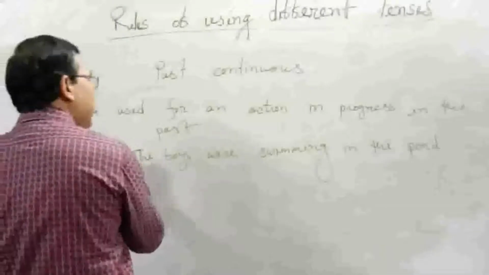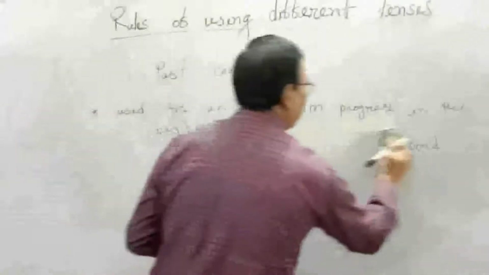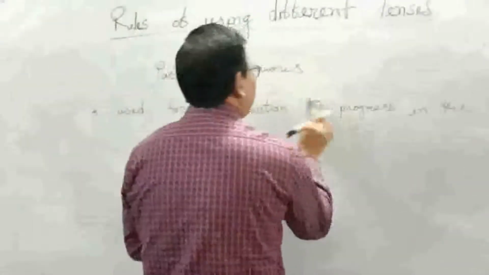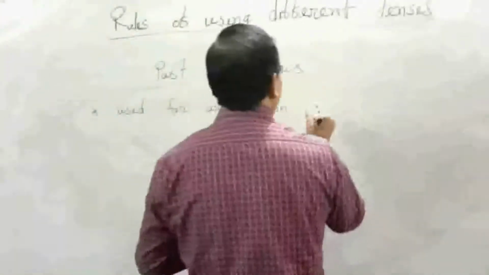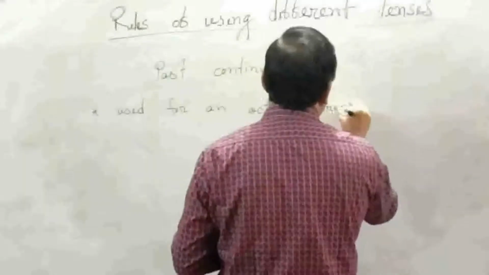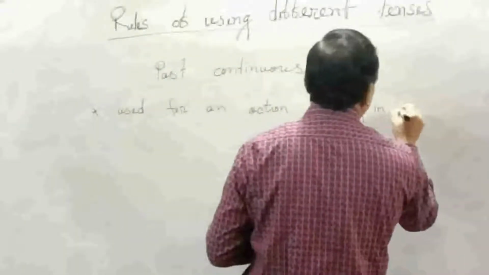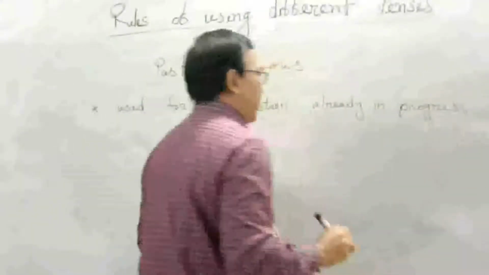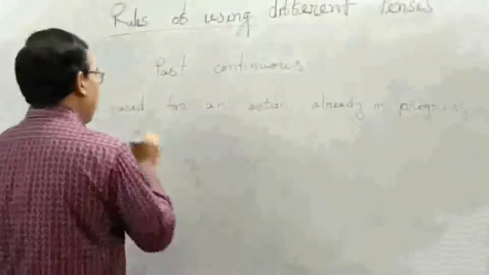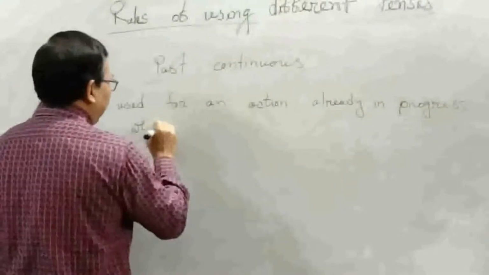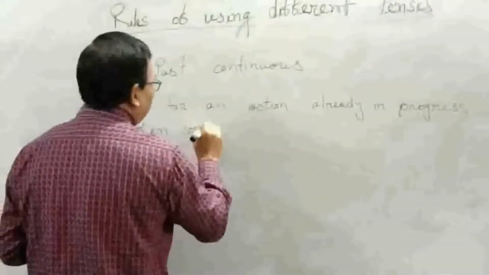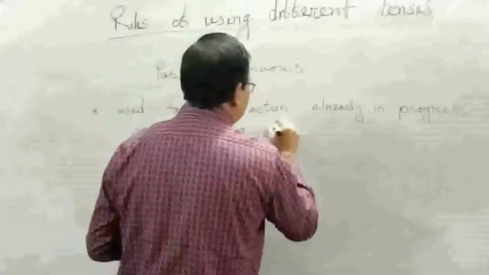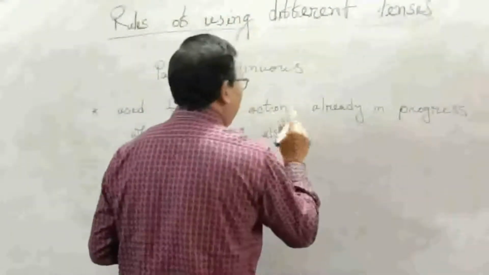Again, past continuous is used for an action already in progress, when something else happened.